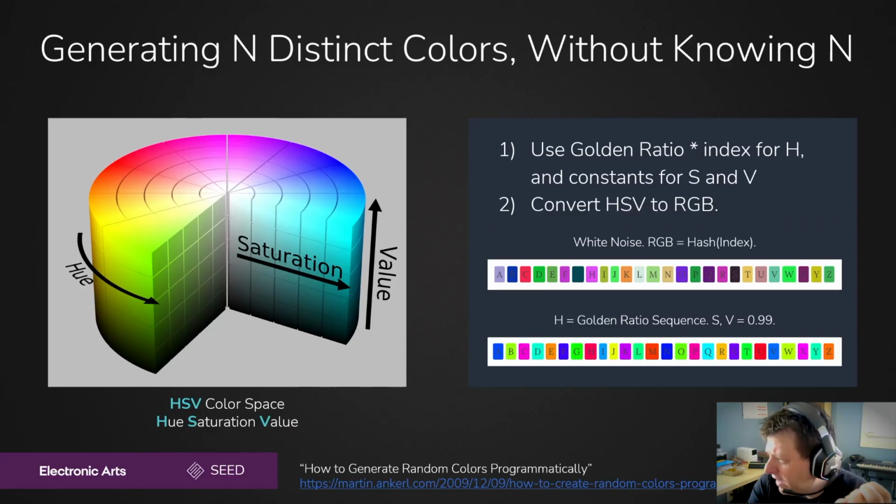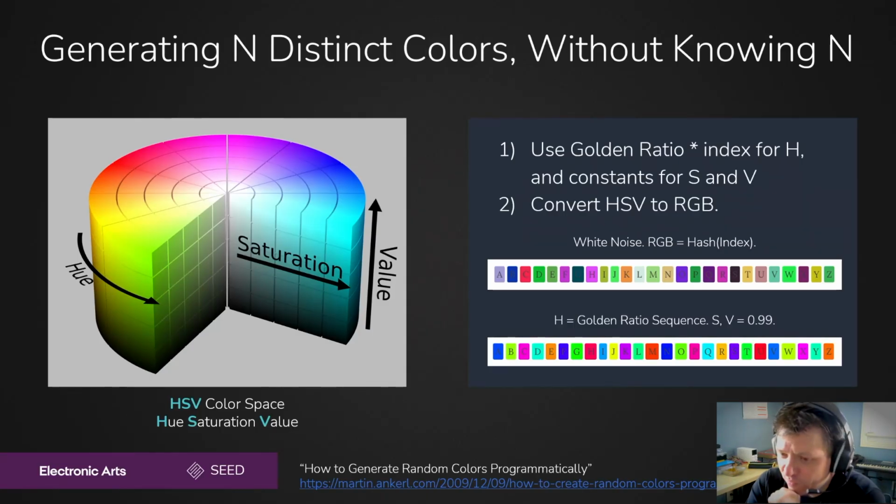And so comparing the golden ratio sequence on the bottom to the white noise values on the top, you can see it's just night and day, right? The golden ratio sequence colors are much more distinct than the white noise values are.